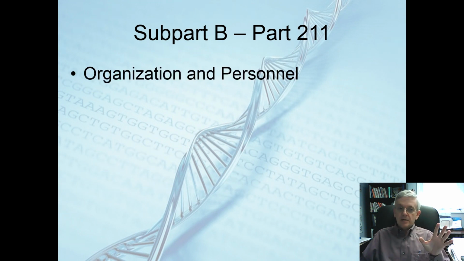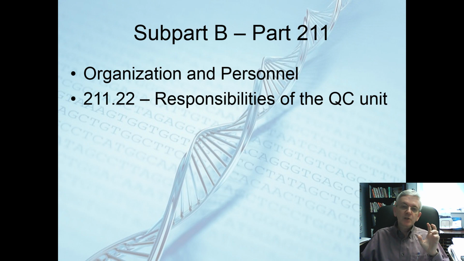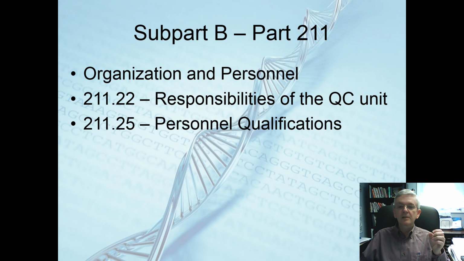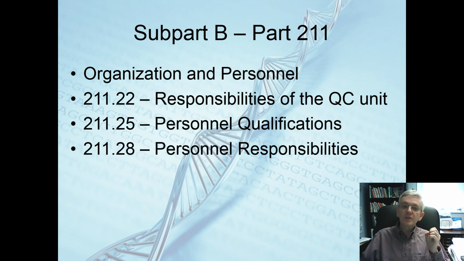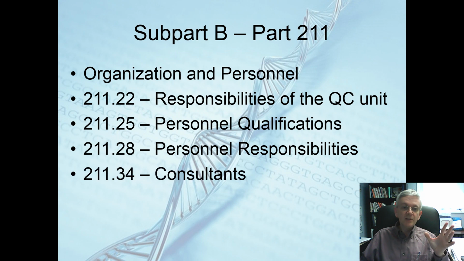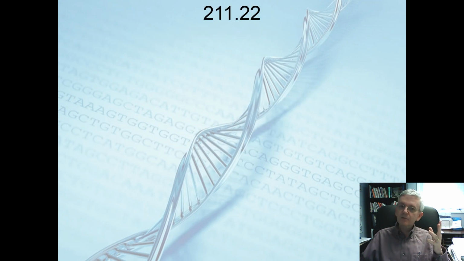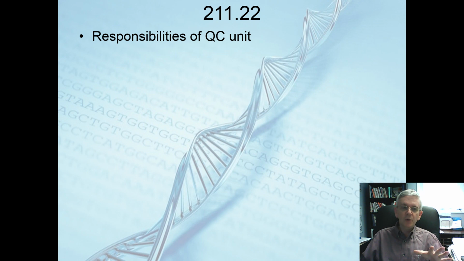Subpart B, and that first part is just some of the general type of things. Here, we get into organization and personnel. It says specifically that there will be responsibilities of the QC unit, delineated. It talks about personnel qualifications, and it talks about personnel responsibilities. So this is about the company, and then the last part of it talks about consultants like myself and others in this organization. And so it gives you some idea of what you want to have in place. Let's go into detail with this.